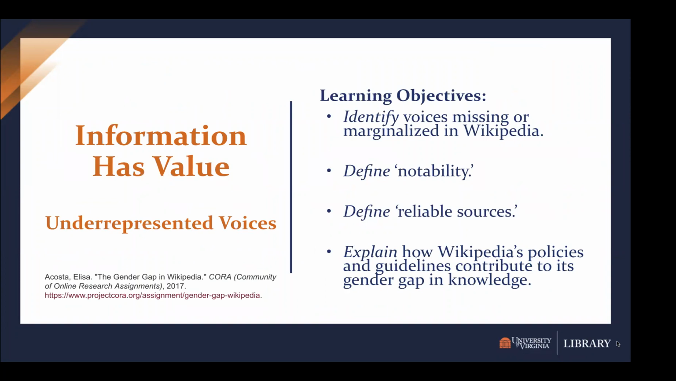Another concept that we wanted to emphasize was that of information having value. For this one shot, we identified the following learning objectives: identifying voices missing or marginalized in Wikipedia, defining the terms notability and reliable sources, and explaining how Wikipedia's policies and guidelines contribute to its gender gap in knowledge.